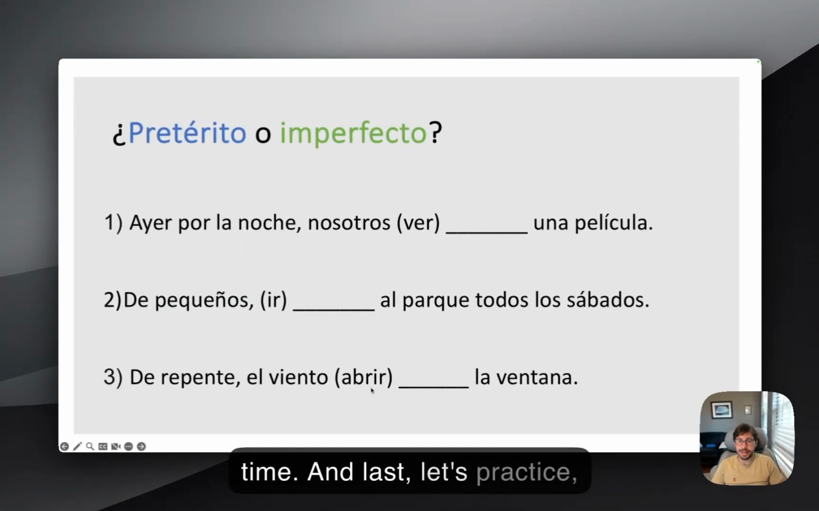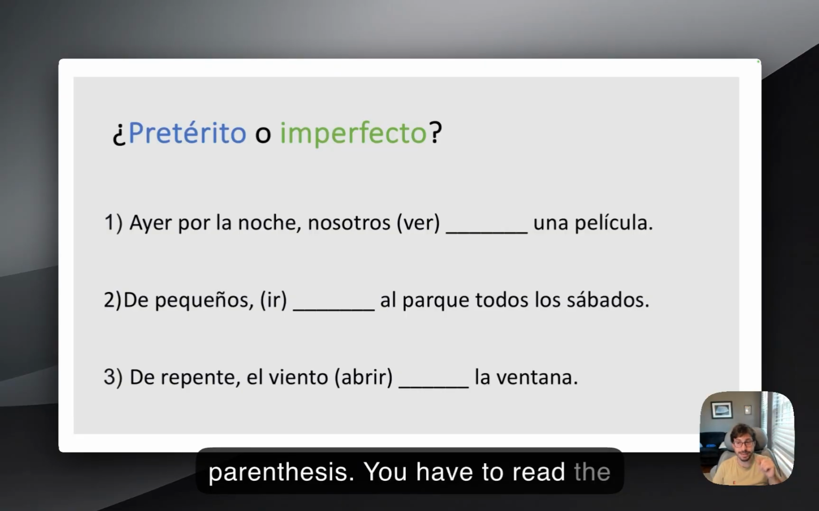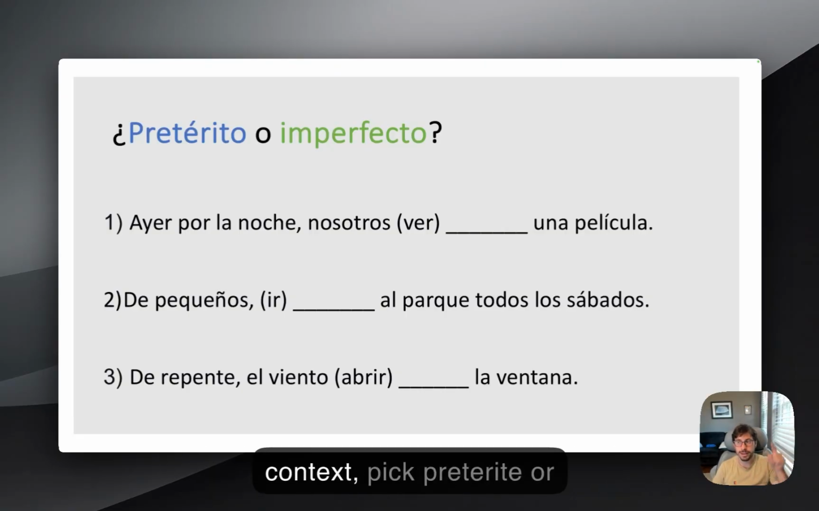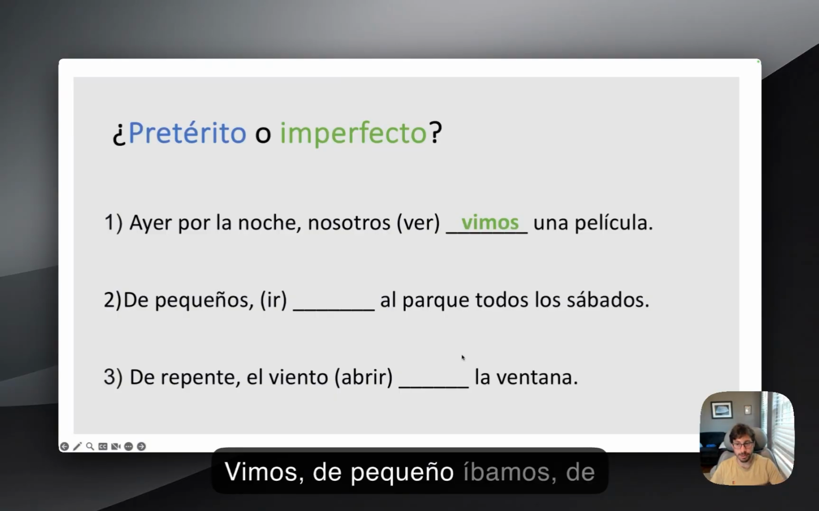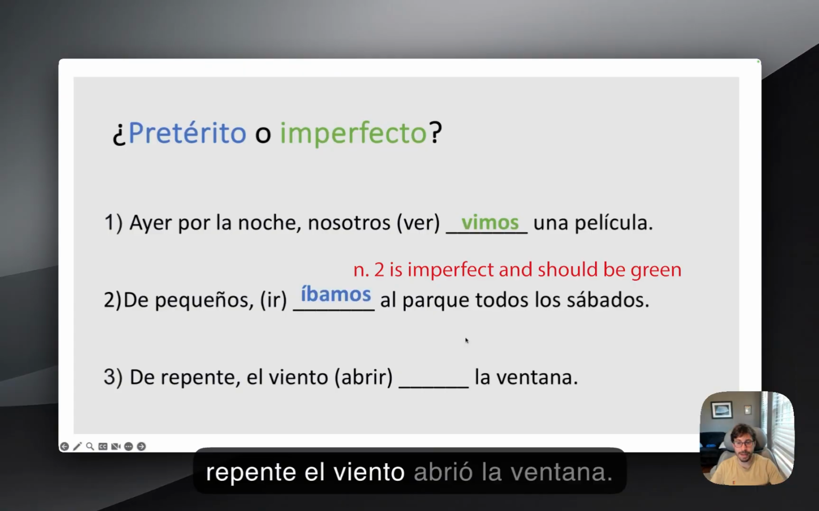And last, let's practice. Preterit or imperfect. Here we have three sentences, verbs in parentheses. You have to read the sentence and based on the context, pick preterit or imperfect. 3, 2, 1. I'm going to show you the answers. Vimos, de pequeño íbamos, de repente el viento abrió la ventana.